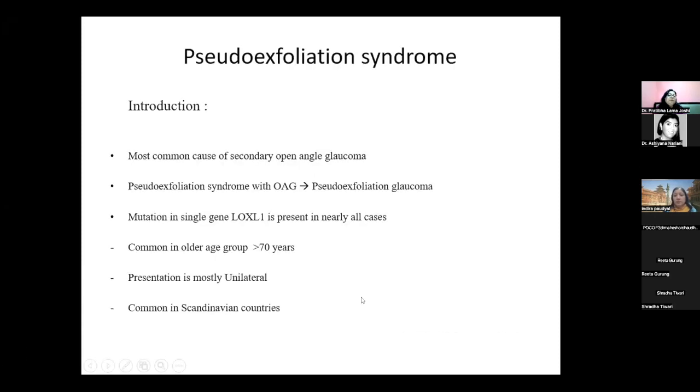Pseudoexfoliation syndrome. It is the most common cause of secondary open-angle glaucoma. And if the pseudoexfoliation syndrome is associated with glaucoma, then it is called pseudoexfoliation glaucoma. In most cases of pseudoexfoliation, there is mutation of a single gene, that is LOXL1. It is commonly present in elderly people, more than 70 years of age, and the presentation is unilateral and more commonly seen in Scandinavian countries.